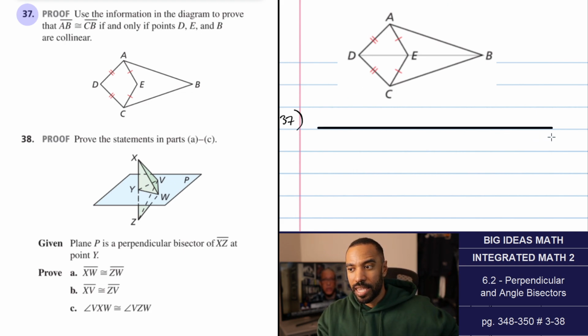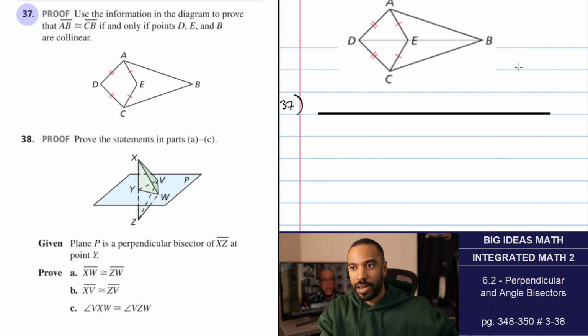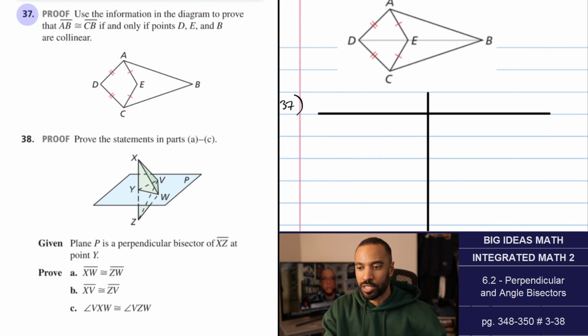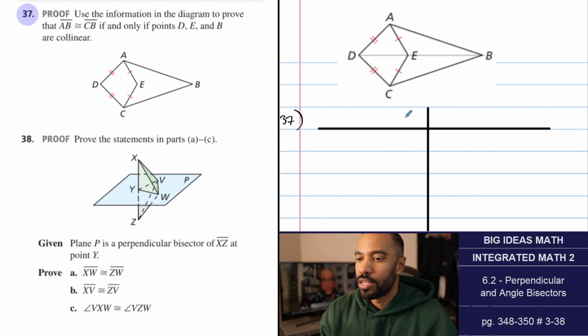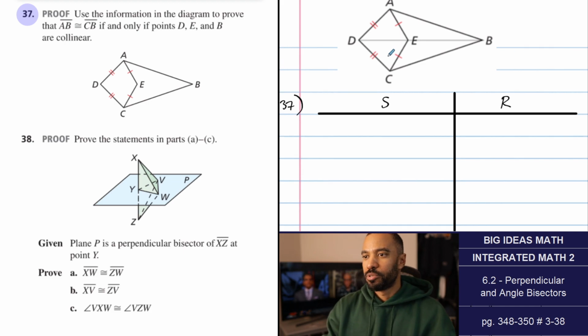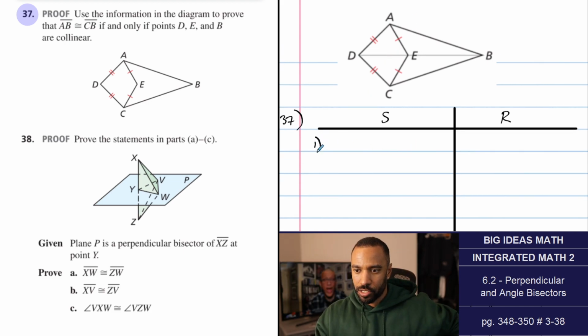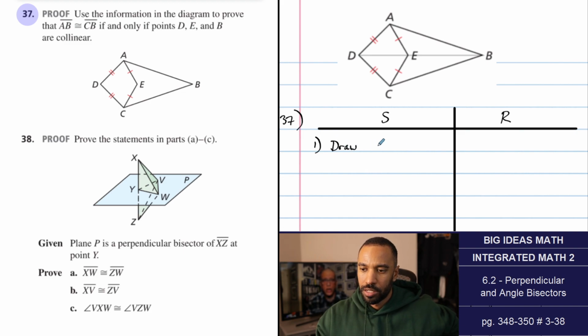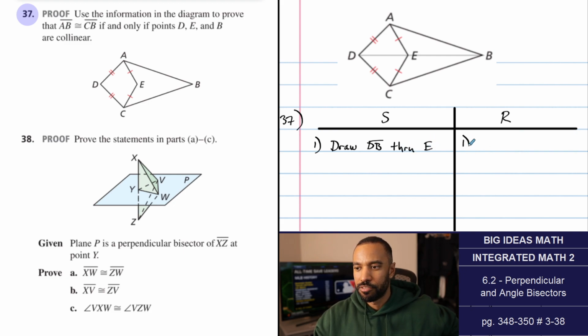By the way, they didn't say we can't use paragraph proofs, but that's a lot more typing on my end rather than a good step-by-step process of what's going on. So statements and reasons, let's go at it. My statements tend to be longer than my reasons, so I'm going to move this over. Number 1, besides the givens, let me do that construction. So draw DB through E. DB through point E. Kind of stating it's collinear by construction.